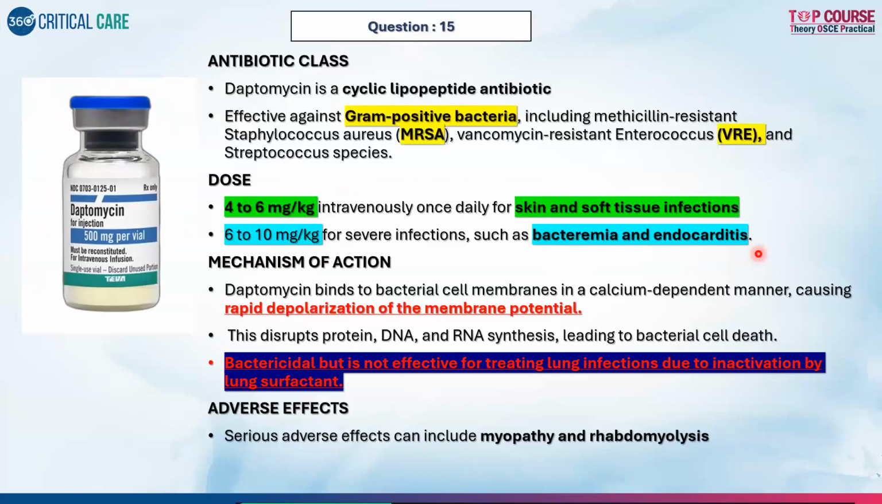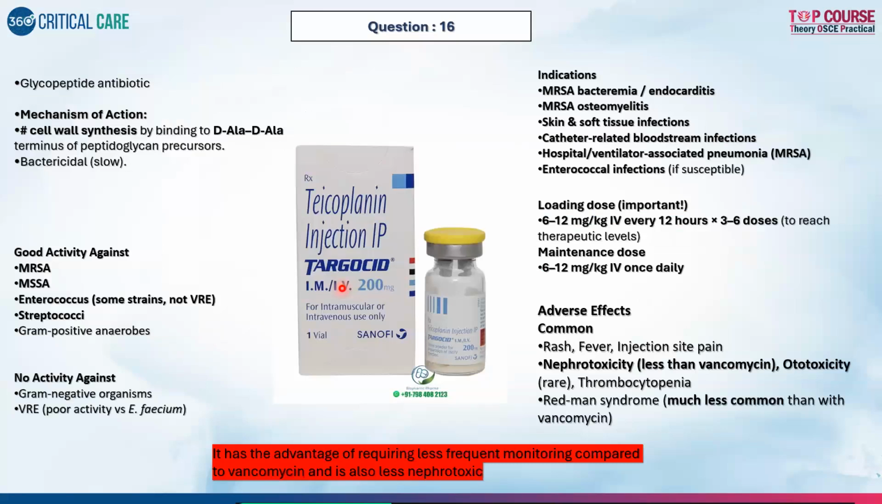Daptomycin. So this is a vial containing daptomycin. 500 milligram is present per vial. It is a cyclic lipopeptide antibiotic active against MRSA, VRE, Streptococcus species. Dosing, we have to remember. Mechanism, it is bactericidal but is not effective in treating lung infection due to inactivation by the lung surfactant. Now, this is the most important point in case of daptomycin.